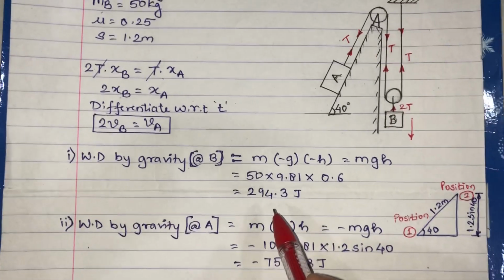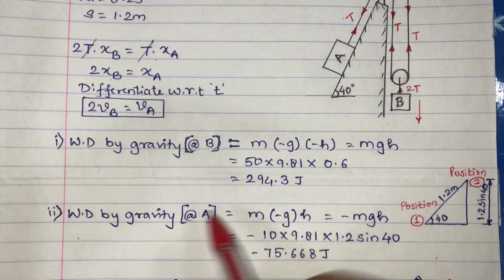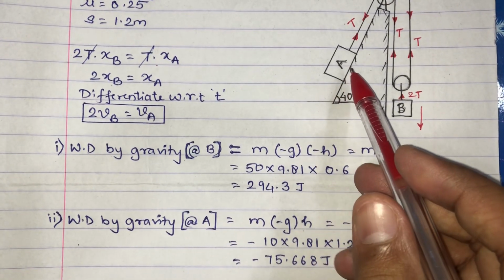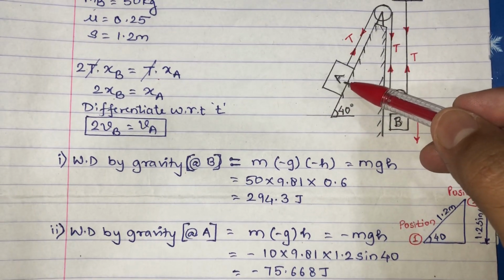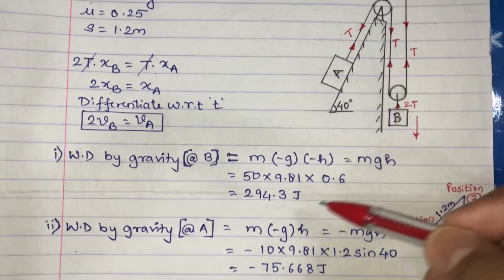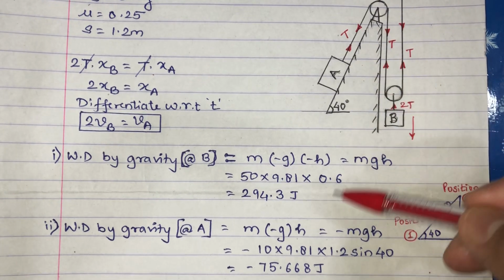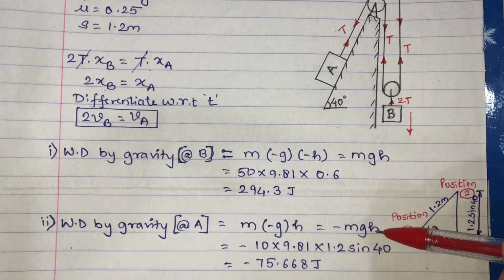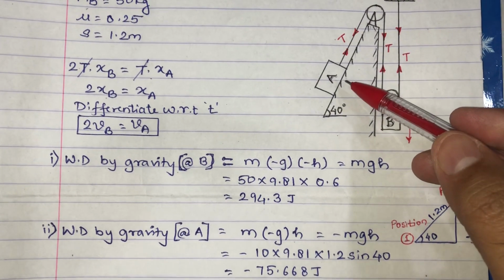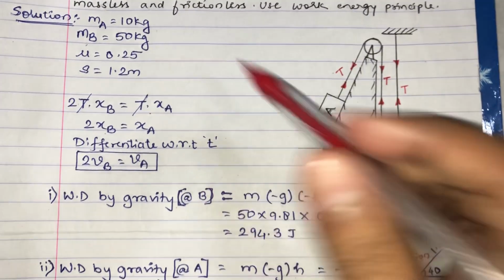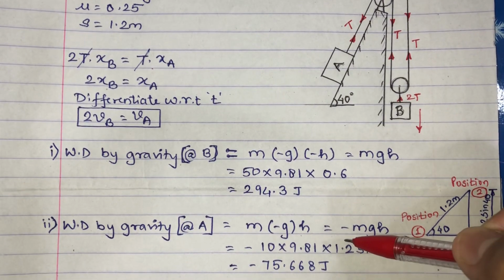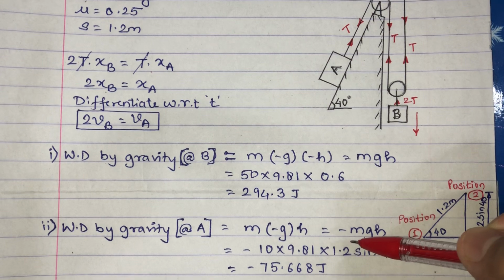Work done by gravity at A. So about this point at A, again, as this block A is moving above, so G once again negative, H is positive, the H covered distance will be positive, will be minus mgh. The mass of this block will be 10, so 10 into 9.81, which is m into g.